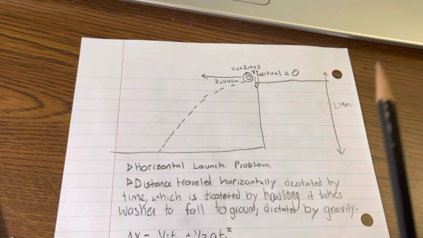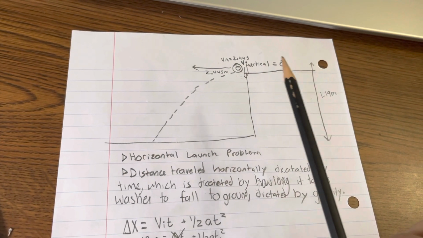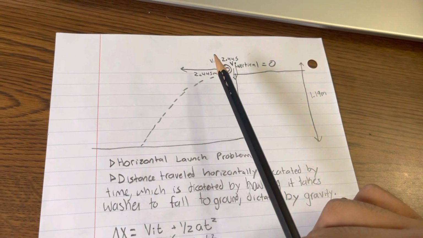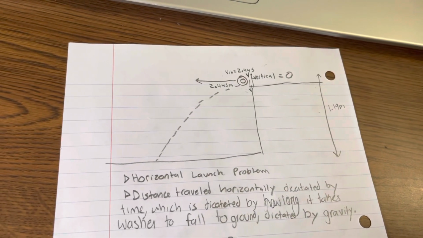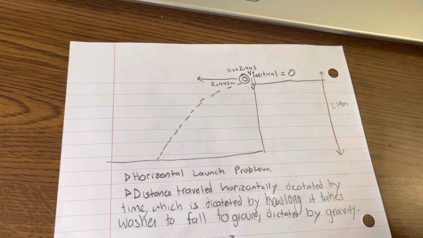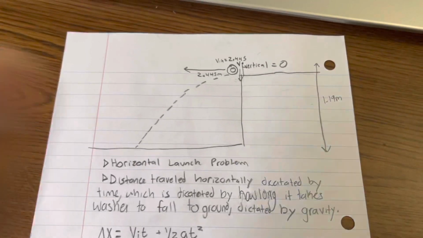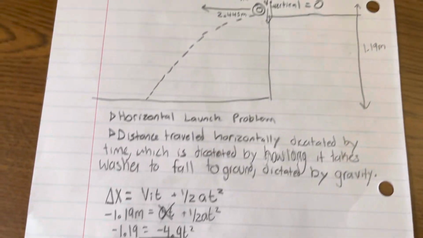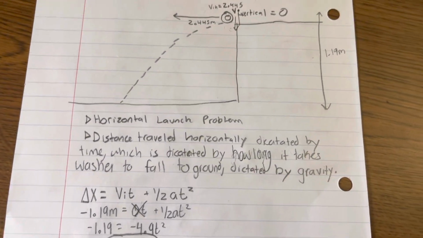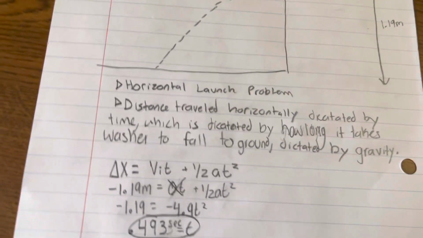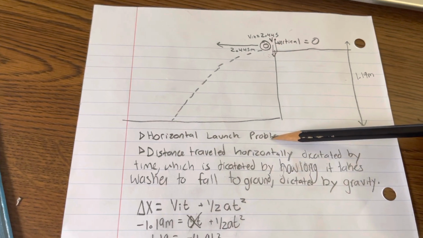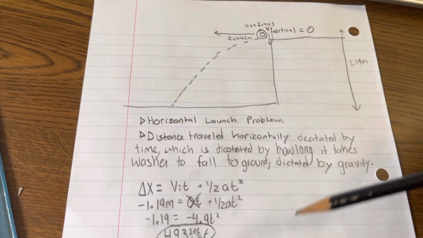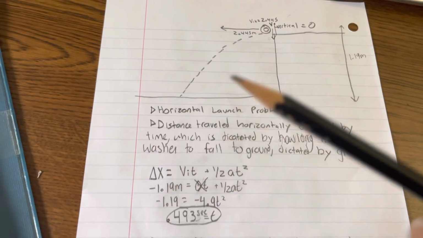We also make the assumption that the horizontal velocity stays constant throughout. It doesn't become less due to friction or whatever. So the distance traveled horizontally is dictated by the time, which is dictated by how long it takes the washer to fall to the ground, which is dictated by gravity. And so to find the time, we can use a kinematics equation.